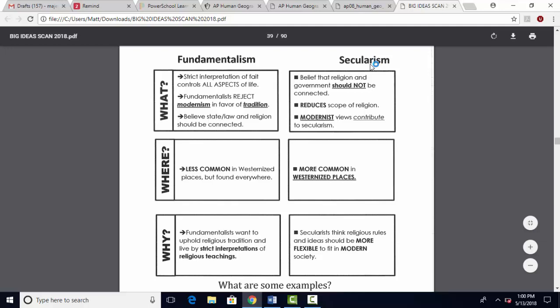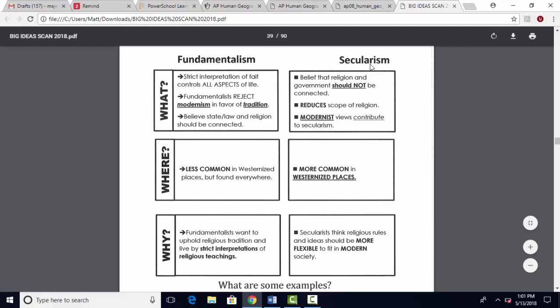They reject modernism. They believe in traditional views, traditional approaches, oftentimes traditions that are associated with the Bible or their religious text. They believe that states' policies and laws and religion should be connected, that a lot of our policies, our laws, should be based upon religious principles or ideas. These would be folks that would argue we have a long tradition of Christianity, and so that our laws should reflect that Christian tradition.